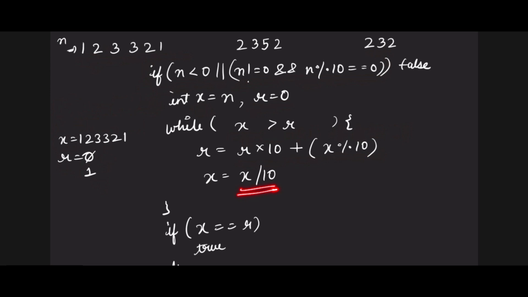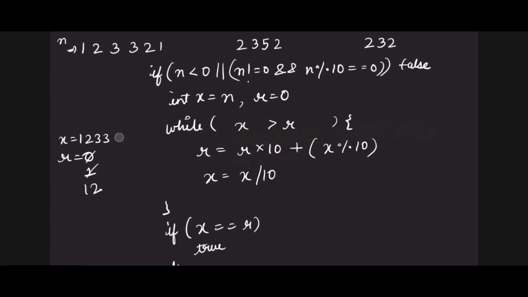And then we'll remove the last digit from x. So it will become this now, right? Now we'll go to another iteration. Again, x is greater than r. Yes. Then we'll do this. So it will be 1 into 10 plus the last digit, which is 2. So 10 plus 2, this is 12. So r will become 12 now.